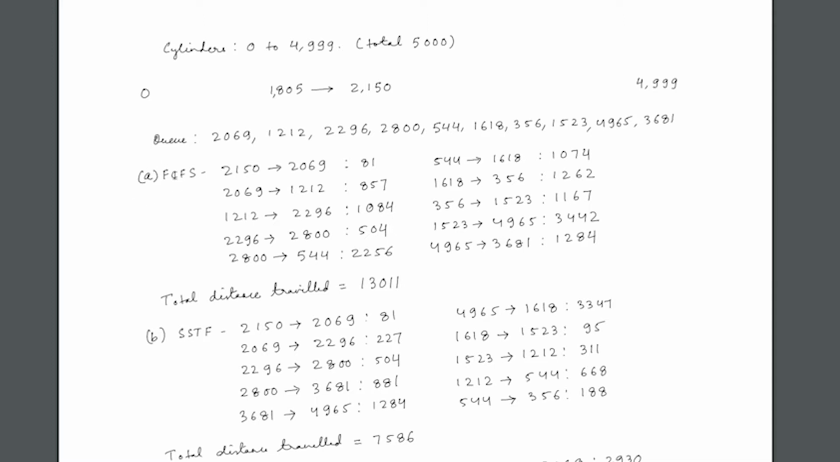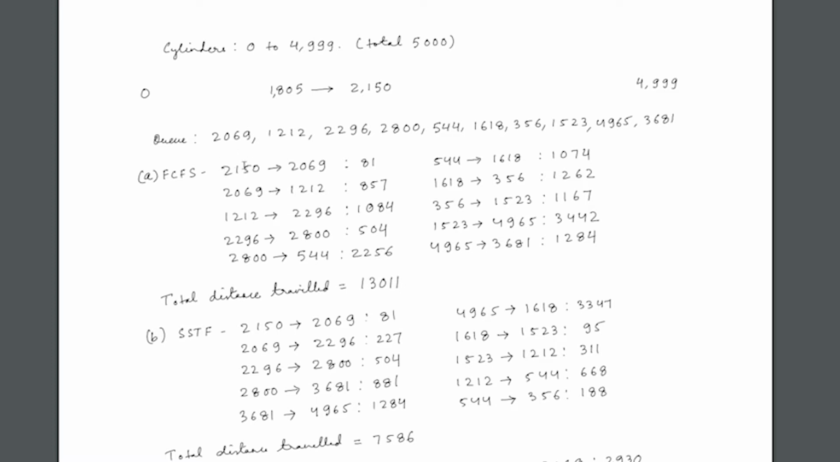So let's first take a look at the first come first serve algorithm. In this algorithm, whichever request has come first in the queue will be serviced first. So the disk heads will keep moving from one request to the other in the order in which they come in the queue. Currently the disk heads are servicing request 2150, and after servicing that, they're going to move on to 2069, which is the first request in the queue. So this is what I have written here.